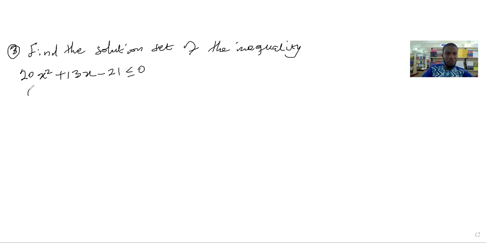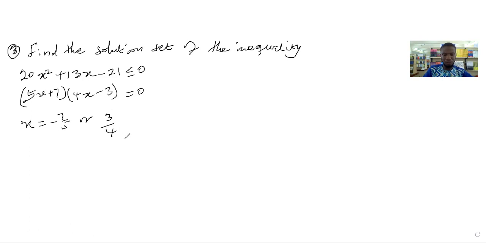So when we factorize this, we are going to get 5x plus 7 and then 4x minus 3. We equate it to 0 because we are finding a root. And that means our x is going to be negative 7 over 5 or positive 3 over 4.